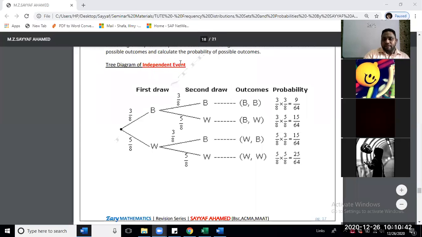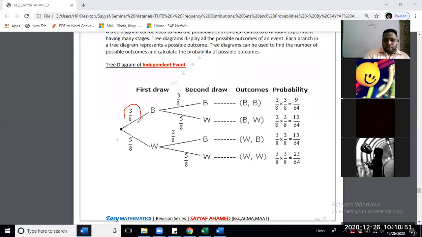When it comes to an independent event, you need to make sure you understand this part, the denominator. Here 3 over 8 is for the blue and 5 over 8 is for the white. This is the first row and this is the second row. Out of the first row, the probability of the black being selected is 3 out of 8. Therefore the balance out of 8, 5 out of 8, is for the white. That means 8 minus 3 is 5. It's already marked there.